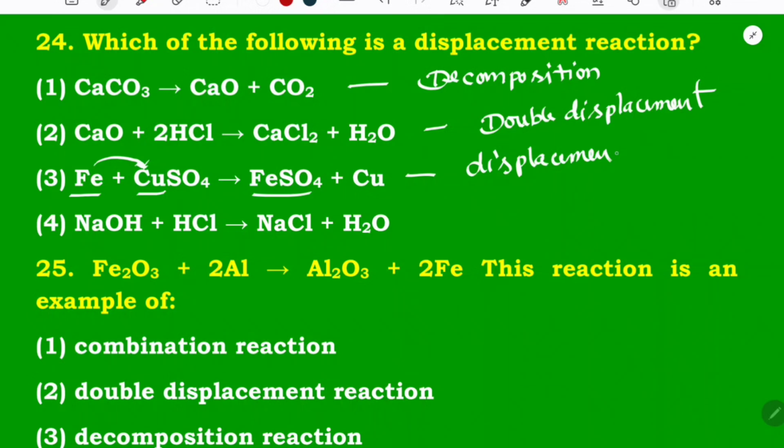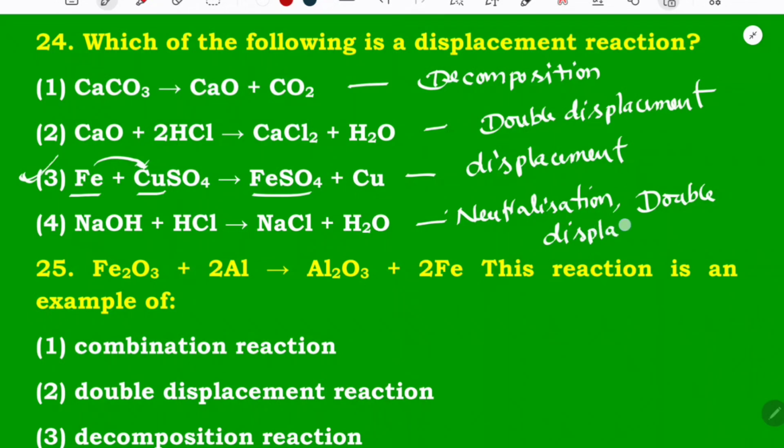Third one is a displacement reaction. This is the correct one. The fourth one is a neutralization reaction. Why? Because acid and base means neutralization, and at the same time it is a double displacement reaction. So what is the correct answer? The third option is the correct answer. Okay.